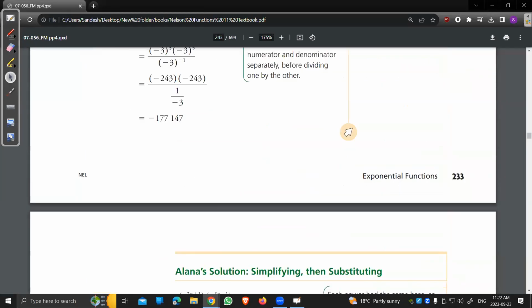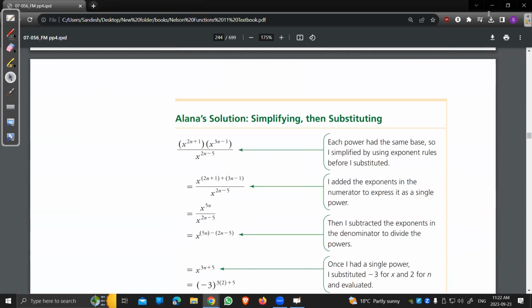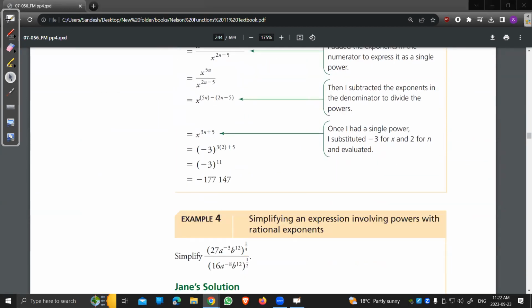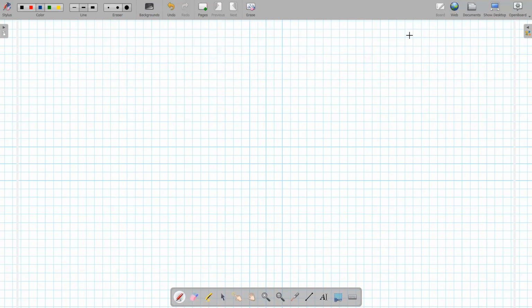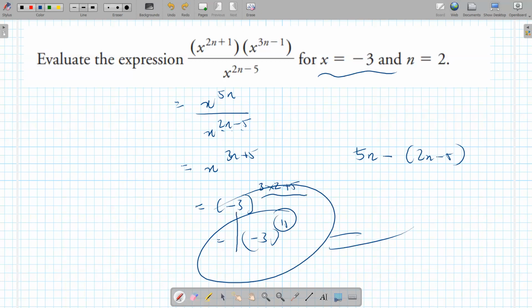Cool? 14, or what did I get? How's that 14? That should be 11. 6 plus 5, yeah. Same idea, and that's going to be a big number. We don't have to do that. Is that going to be positive or negative, the answer to this question? -3 to the power of 11. Positive number or negative number? Negative. Yeah.